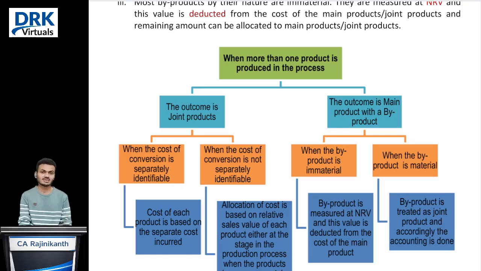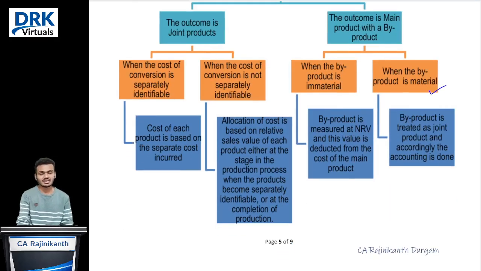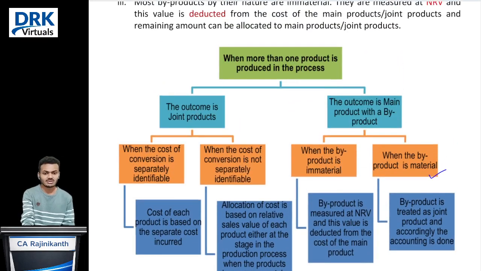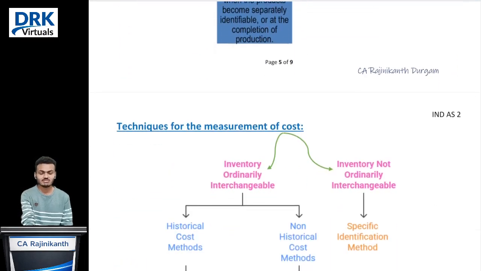Now, the second one. If our manufacturing process results in main products as well as byproducts, in that case, estimate the net realizable value of the byproducts, because byproducts are usually immaterial in nature. That NRV is reduced from the total cost, and the net amount is allocated to the main products on the basis of their relative sales value. Clear? If the byproduct is also material, treat it as a main product and allocate the entire cost to the main products and byproducts on the basis of their relative sales value. Clear? So this is all about how to allocate the cost to the joint products and byproducts.